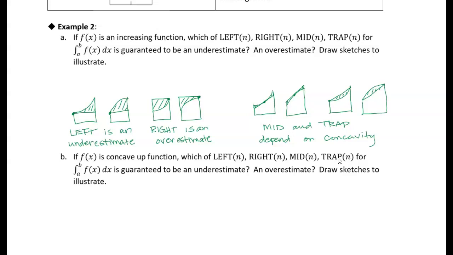Okay, so the next part of this example is asking us, if the function is concave up, which of left, right, mid, and trap are guaranteed to be underestimates or overestimates. And again, we want to draw sketches. Based on the sketches I just drew, you can probably answer this question, but I'm going to pause here and draw my pictures, and I'll come back and we'll talk about it.